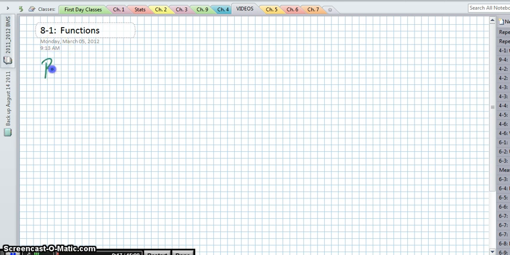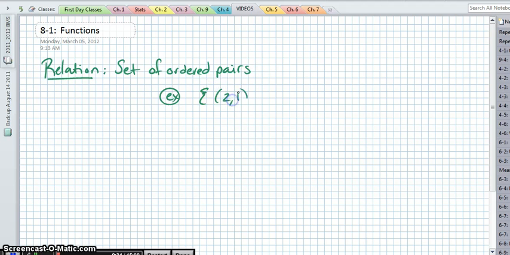What is a relation? A relation is a set of ordered pairs. So for example, I might list a relation like this, with just a few ordered pairs within it.